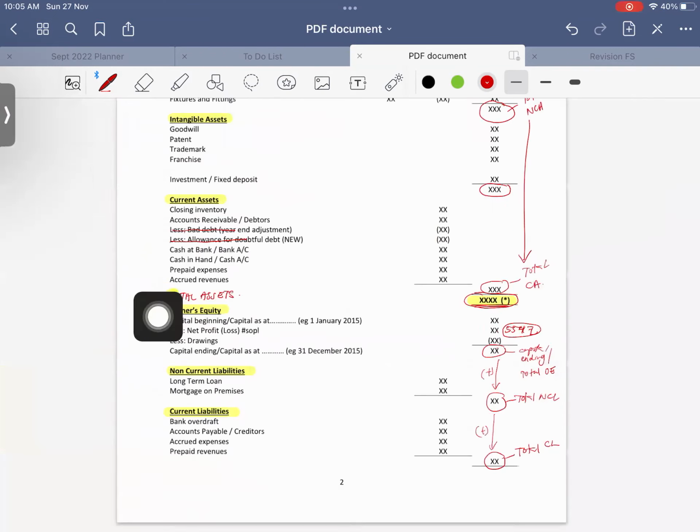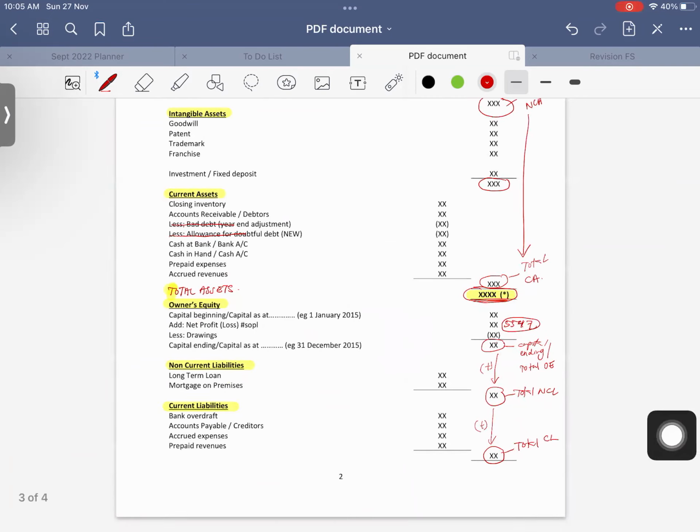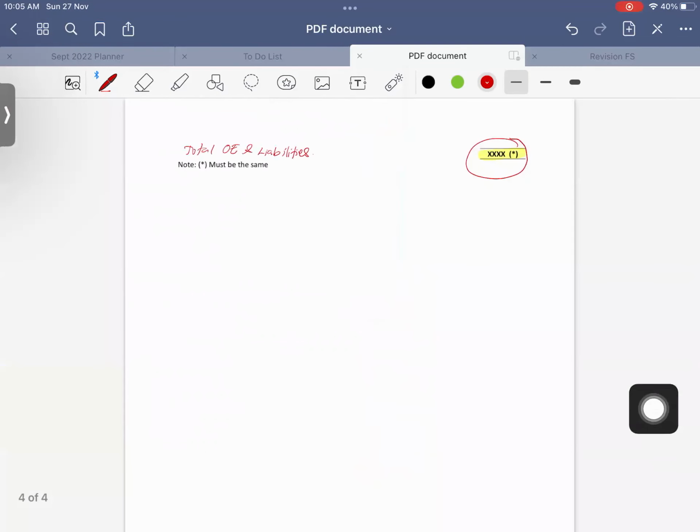Okay, once you total up this thing and total up your total asset, if dapat the same figure macam ni lah, your total asset dapat same figures as your total owner's equity and liability, it means you done it correctly. So betul lah, balance lah.